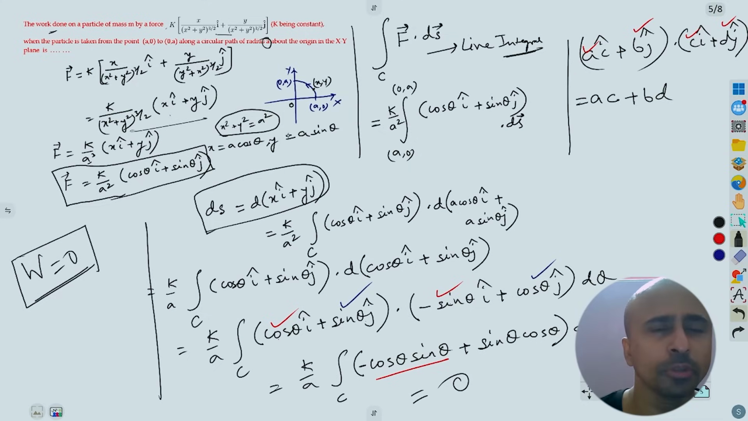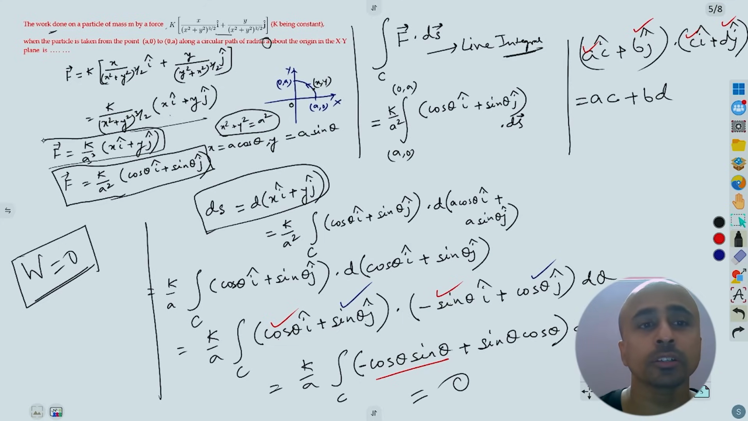Next is the other condition, that we are on the circular path. Wow, we are so lucky. We are on the circular path. Since the circle is about the origin, the center of the circle is the origin. So we substitute x square plus y square equal a square, because this is the equation of a circle. And since we are on a circular path, x square plus y square will be constant, right? So we simply substitute this value here, and it reduces to this.